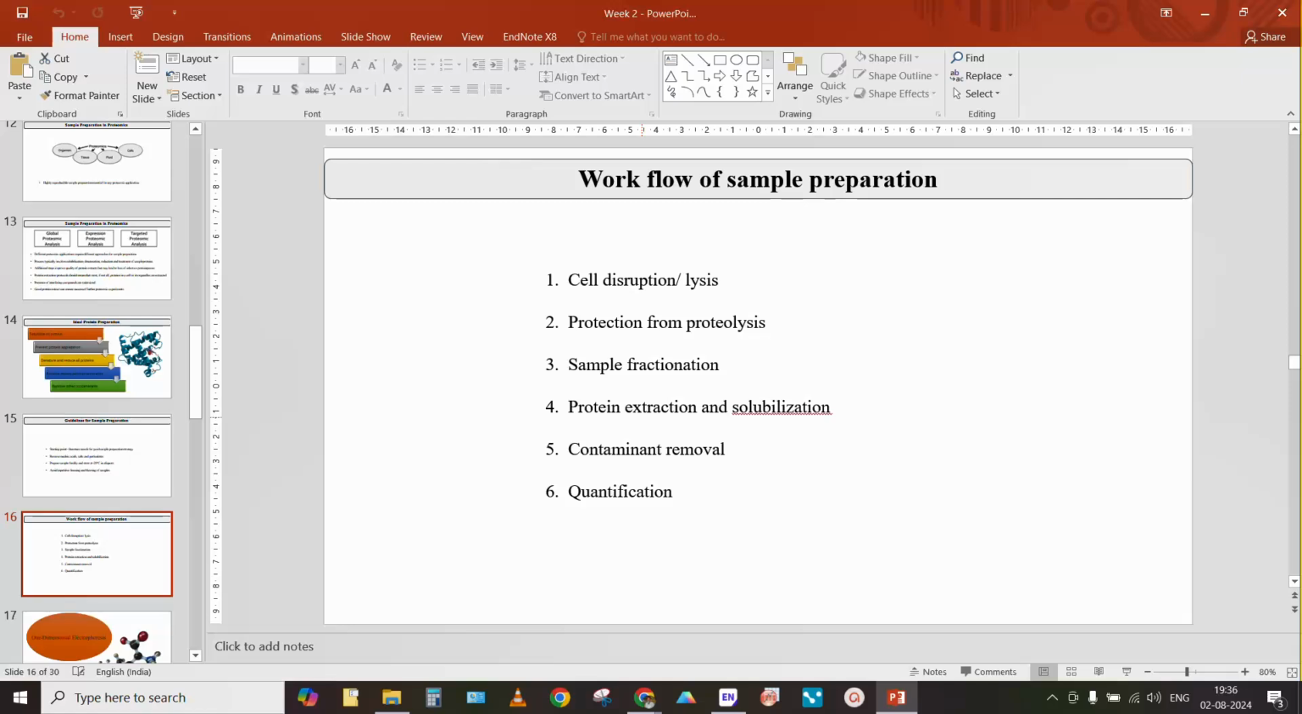The second one is protection from proteolysis. Cell lysis releases some proteases, which may result in proteolysis. So during sample preparation, protease inhibitors are added to minimize artifactual proteolysis. Let me give you examples of those protease inhibitors. Effective protease inhibitors contain a mixture of irreversible or reversible protease inhibitors that inhibit serine, cysteine, and metalloproteases.